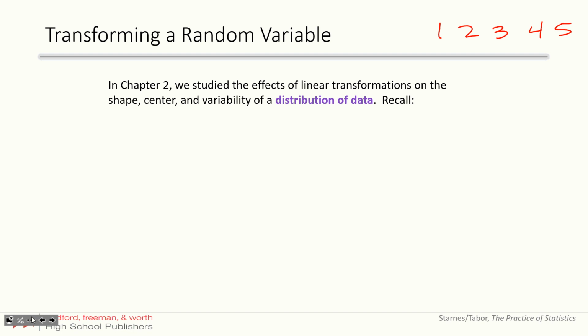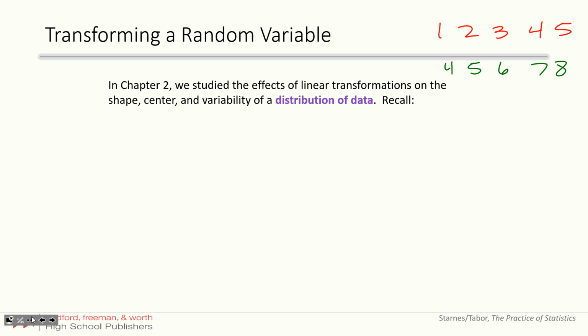I could say that it's symmetric, uniform, whatever. If I did a linear transformation on this data, for example, if I added 3 to every value, that would make my new data set 4, 5, 6, 7, 8. We talked about that's what a linear transformation is. We talked about the effect that adding 3, multiplying by 7, whatever, would have on the center, shape, and variability.